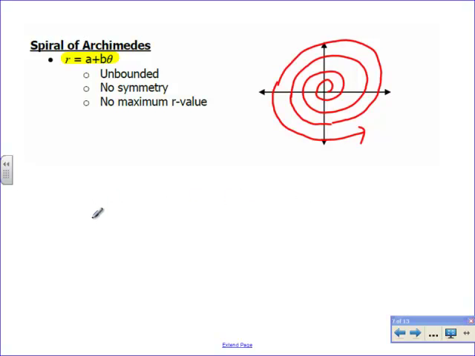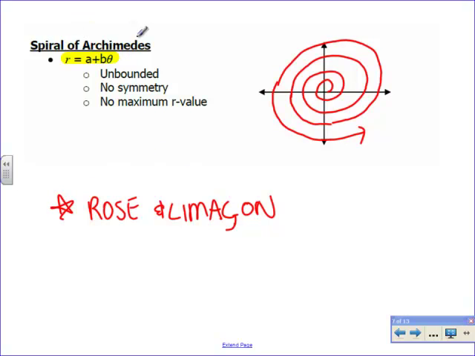Those are our main three. So we're going to focus mostly on Rose and Limaçon. And it's important that you know the properties of these two. But I would like you to also recognize the spiral of Archimedes when you see it or when you see an equation.